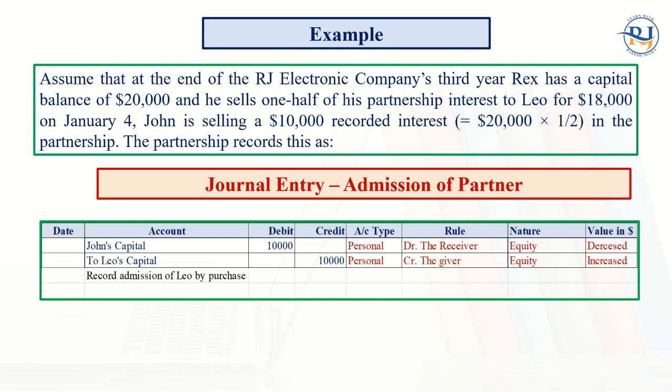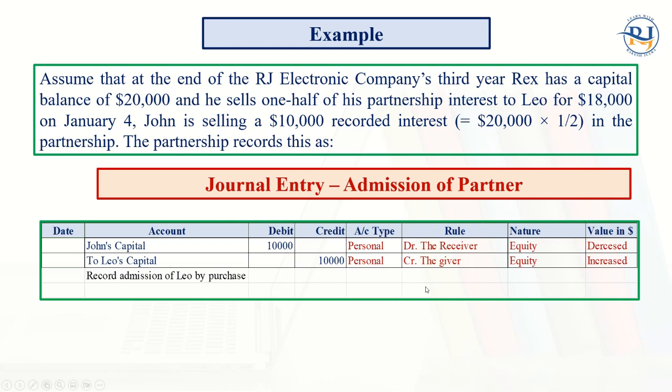So how will we record this journal entry? In this case, let's say Rex's capital, the $10,000, will be debited and Leo's capital will be credited here. So Leo is a new person who is coming into the organization, and the $10,000 will be credited. Credit means that the equity has increased, and debit means the equity has decreased.